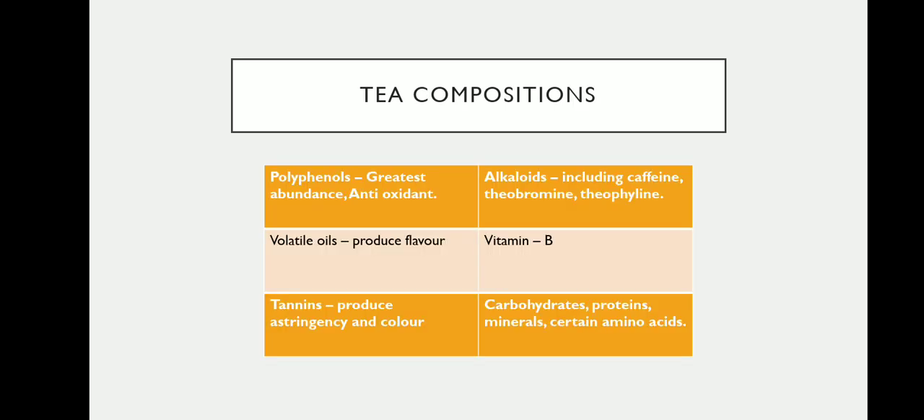The compositions of tea include polyphenols, volatile oils, tannins, alkaloids, vitamin B, carbohydrate, protein, minerals, certain amino acids, etc. Polyphenols, which are in the greatest abundance, have antioxidant properties. Volatile oils produce flavor, and tannin gives color and astringency. Alkaloids include caffeine, theobromine, theophylline, etc. These are the compositions present in tea.